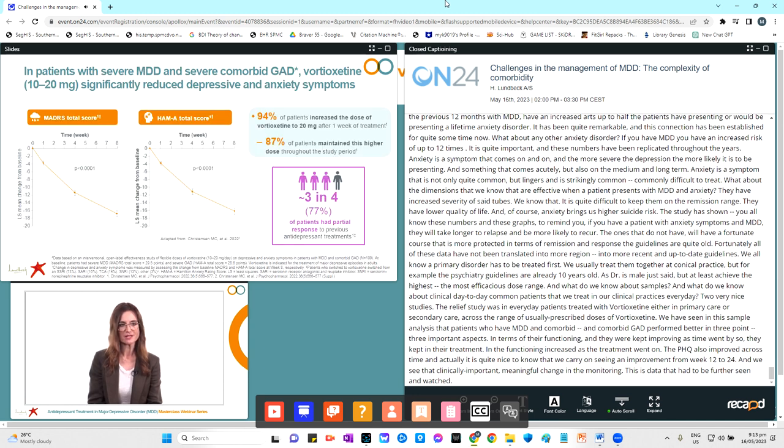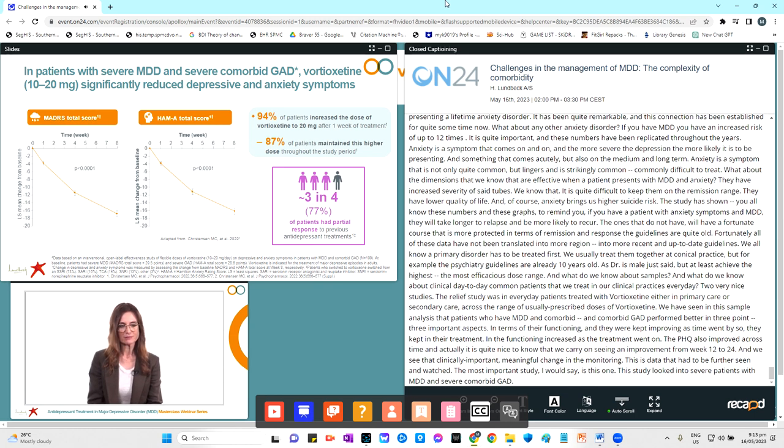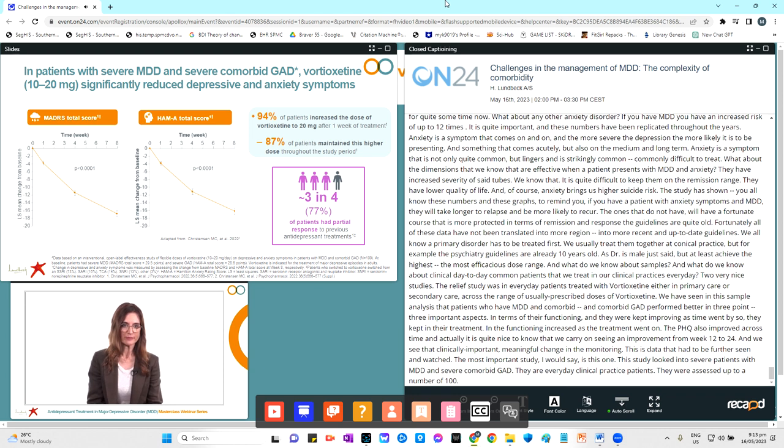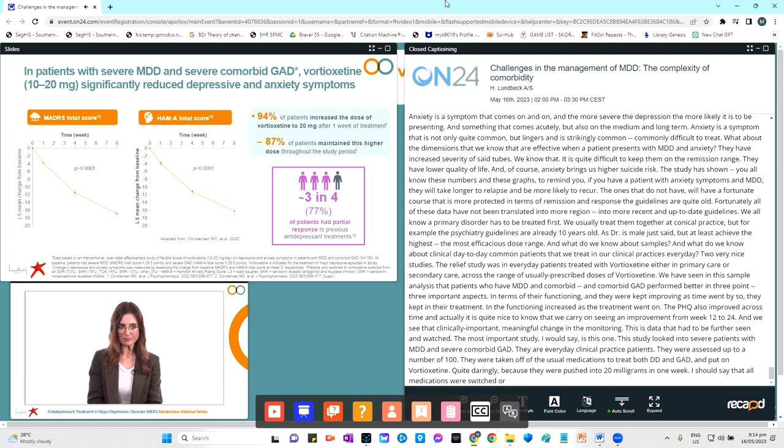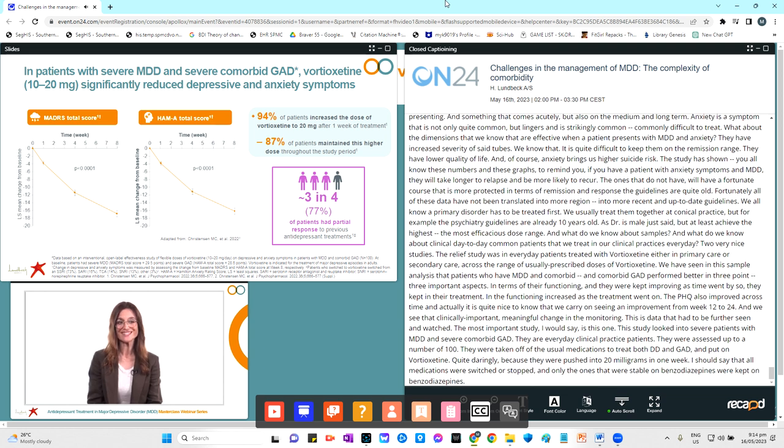And the most important study, I would say, is this one, because it looked into severe patients with MDD and severe comorbid GAD. So they are day-to-day, everyday clinical practice patients. Up to 100 were assessed, and they were taken off their usual medications to treat both MDD and GAD and put on vortioxetine. Quite daringly, they were pushed to 20 milligrams in one week. All medications were switched or stopped, and only those stable on benzodiazepines were kept on them. This sample is quite important because only 6 patients were on benzodiazepines throughout the study: 4 on alprazolam and 1 on diazepam. All others were not taking any other medication except vortioxetine.